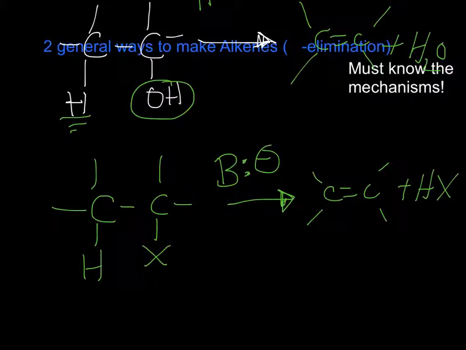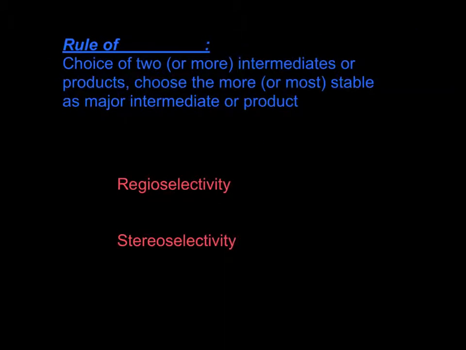Now we're going to actually do some of the real mechanisms. So, before we get started there, I have my rule of thumb, and they don't have thumbs. This should just be review of the rule of thumb, but anytime that you have two or more possible intermediates or products, you want to choose the more, or most, if there's more than two, stable as the major intermediate or product.